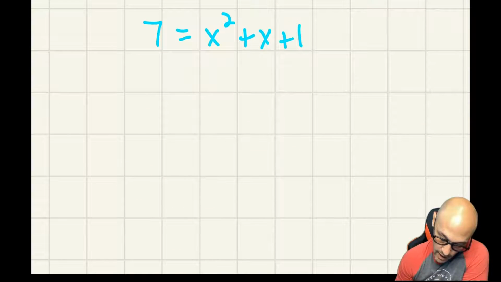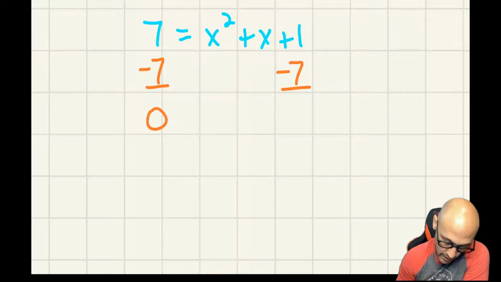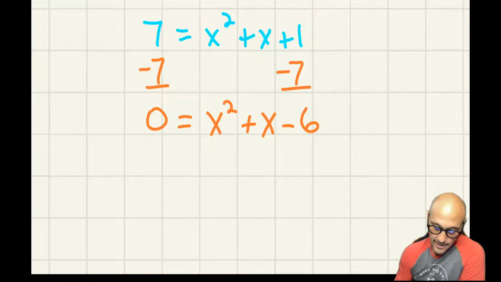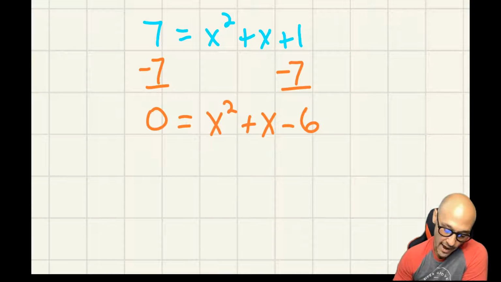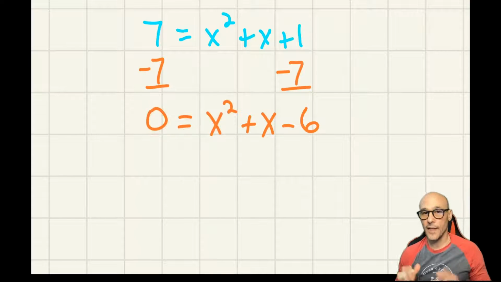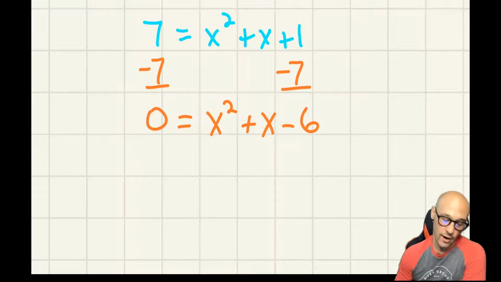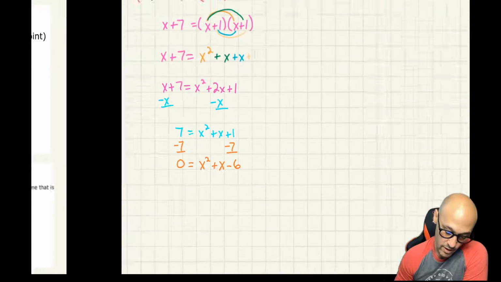Now I'm going to subtract 7 from both sides, and I'll get 0, which is what I want, is equal to x squared plus x minus 6. Now we're in a situation where we have a quadratic, x squared makes it a quadratic, equal to 0. And that's how we can start to work with quadratics, is when they equal 0.